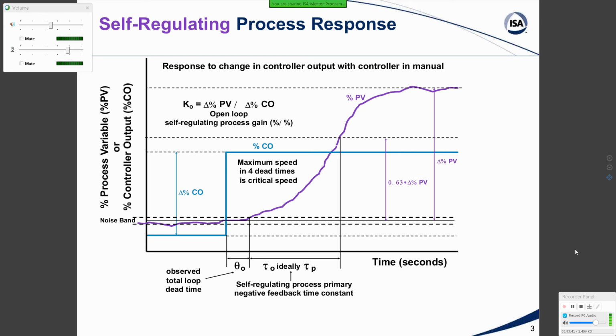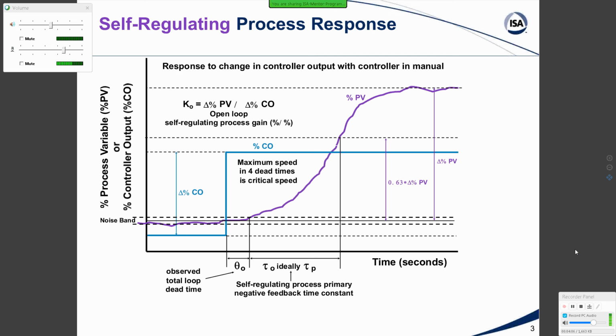And it's kind of interesting, I've kept adding more words to that description to help understand it. First of all, it is open loop. The test is done with the controller in manual. It's a self-regulating process, and that is what we're looking at. So that's all in there. And then, of course, it is a gain that we're interested in here.